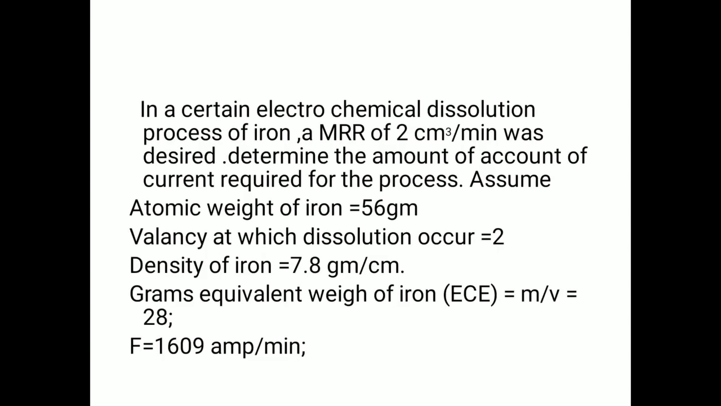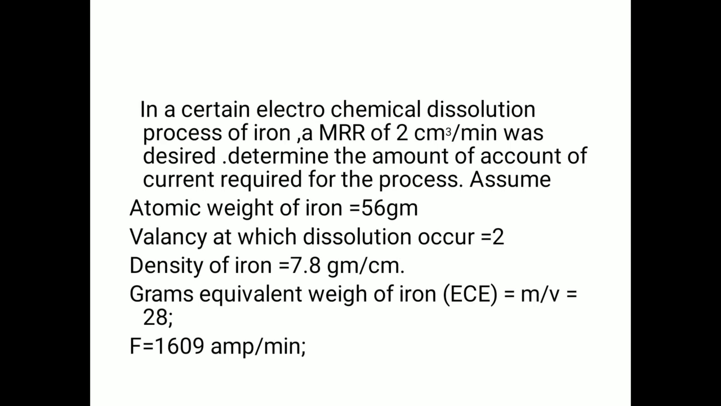So this is the problem. In a certain electrochemical dissolution process of iron, a MRR, that is material removal rate, of 2 cm³ per minute was desired. Actually we want to remove 2 cm³ of material per minute. That is our required material removal rate. Determine the amount of current required for the process.